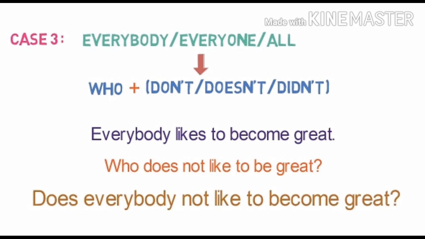See, both these sentences, who does not like to be great or does everybody not like to become great, are correct. You can write in any of the forms. Both are in the correct form. You will get the marks in any way. And finally, I gave you the exercise of 3 sentences that you have to convert by yourself. Hope you understood it. You have to copy down the steps in your notebook, and according to that you have to practice these exercises. Okay.